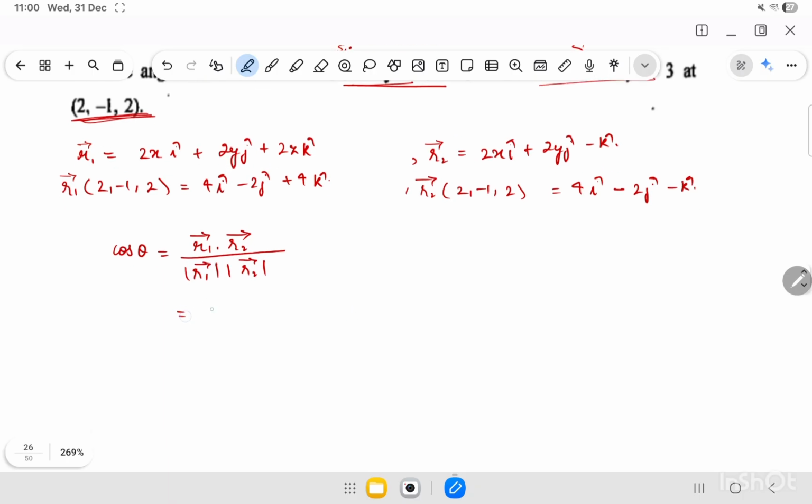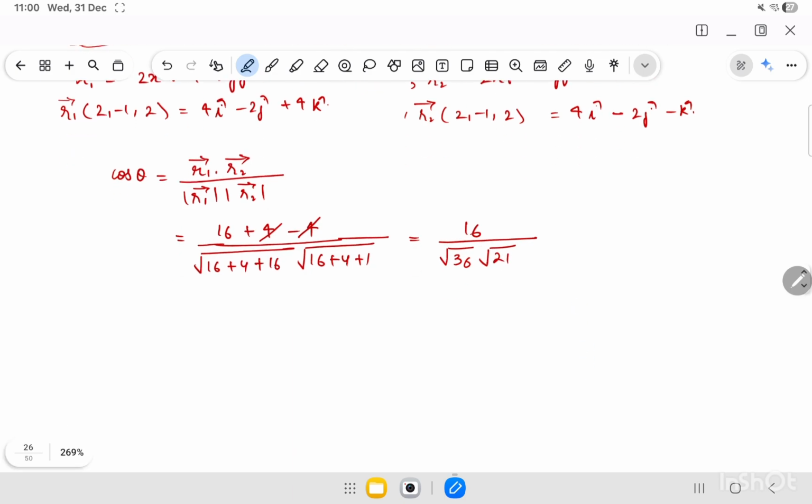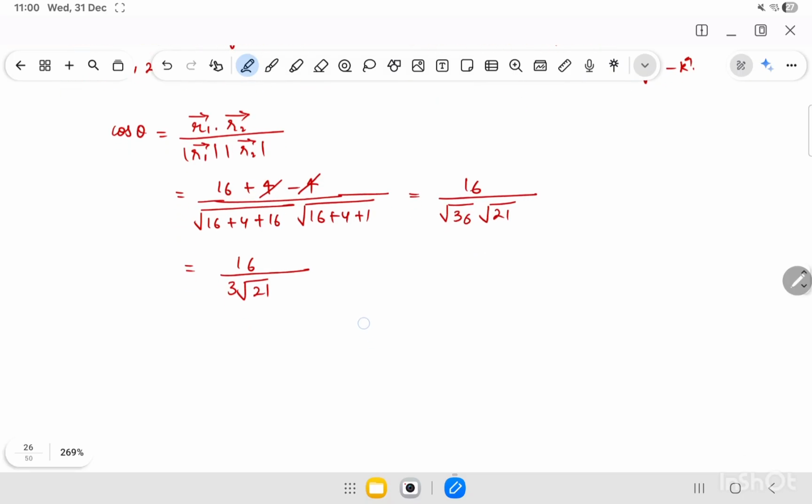So it will be equal to (16 plus 4 minus 4) divided by square root of (16 plus 4 plus 16) times (16 plus 4 plus 1), which is equal to 16 divided by square root 36 times square root 21, which is equal to 16 divided by 6 square root 21, which is again equal to 8 divided by 3 square root 21. So from here my theta will be cos inverse of 8 divided by 3 square root 21.